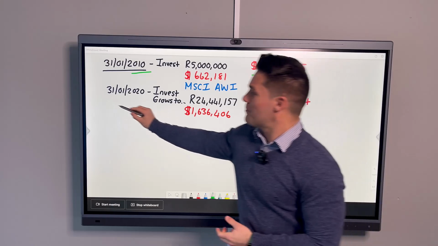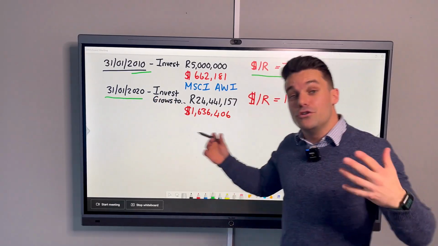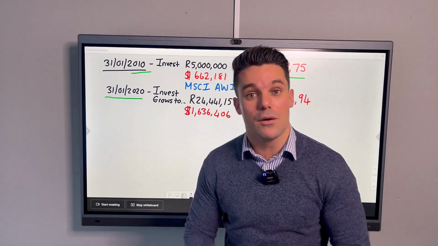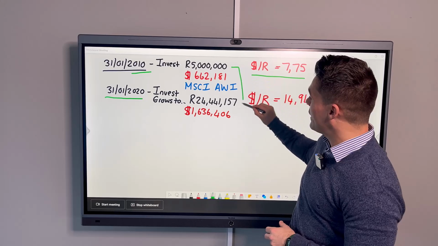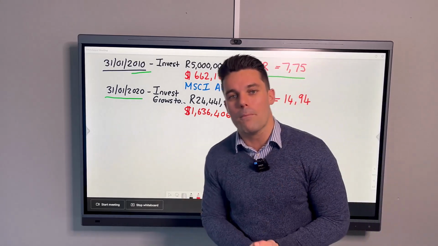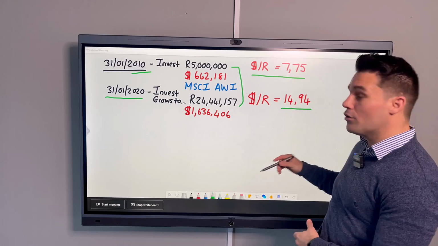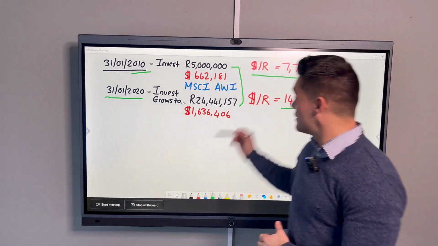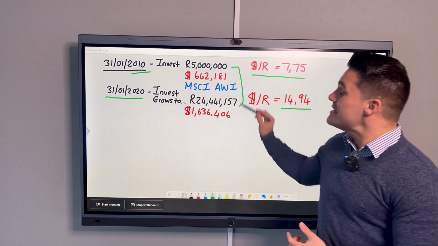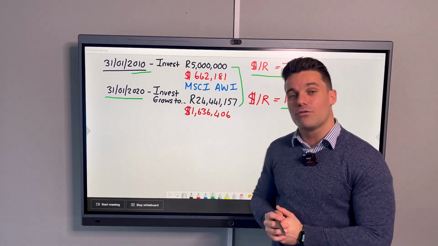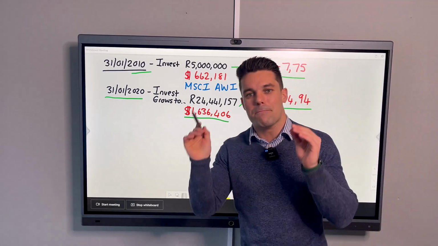Now, if we look back into 2020, January, 10 years later, this investment, due to rand weakening and great phenomenal growth offshore, would have grown from 5 million all the way to 24.4 million. In dollar terms, now at an exchange rate of 14.94, you can see the rand has basically weakened from 7.75 to 14.94 over this period. It means that the investment of 24.4 million is worth, in dollar terms, $1.636 million.